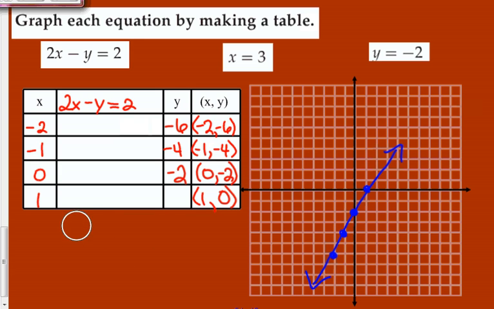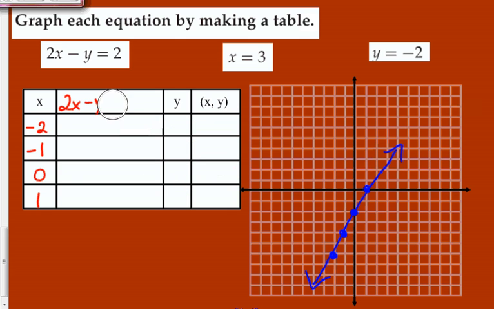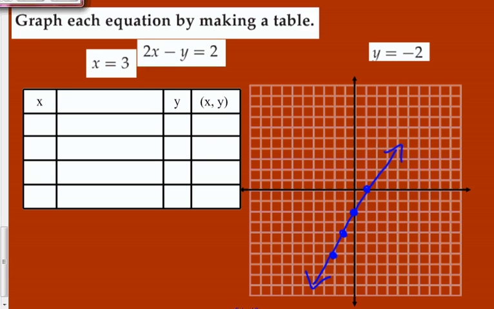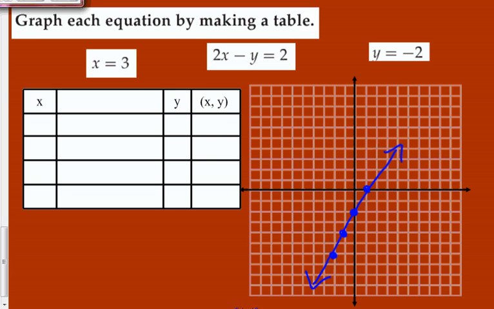And the only other thing I want to show you now is these other two equations up here. They're different. When we work with one like x equals 3, that means that all your x values are 3. Because it says x is 3, x won't change. Whenever x is 3, y can be anything. You can make it 1, 0, -1, and 2. And then you can graph those points.